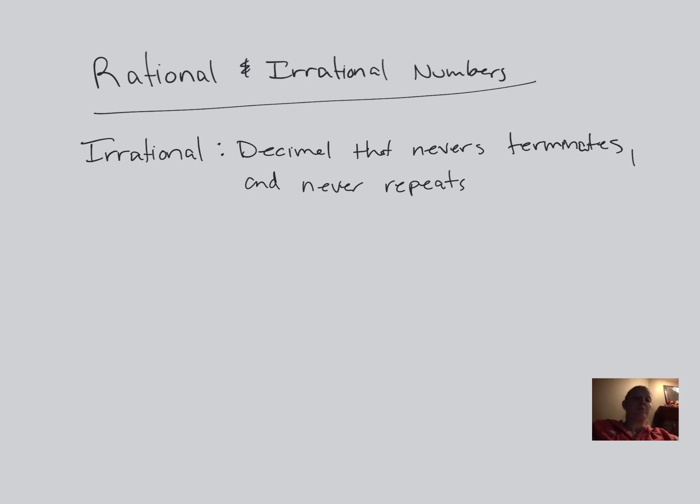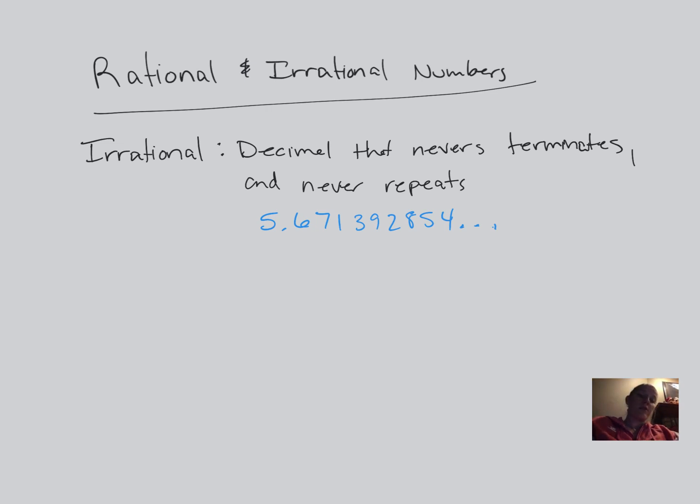An example would be 5.671392855, and there's no pattern to it, so you can't tell me what's going to come next, and it doesn't stop. These dots mean it's going to keep on going forever. So that would be an example of an irrational number.